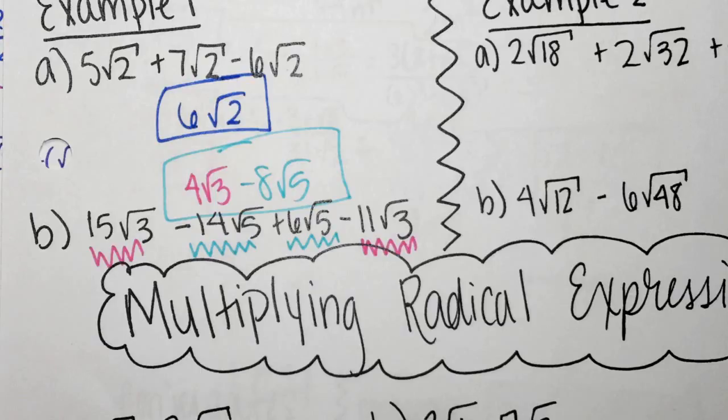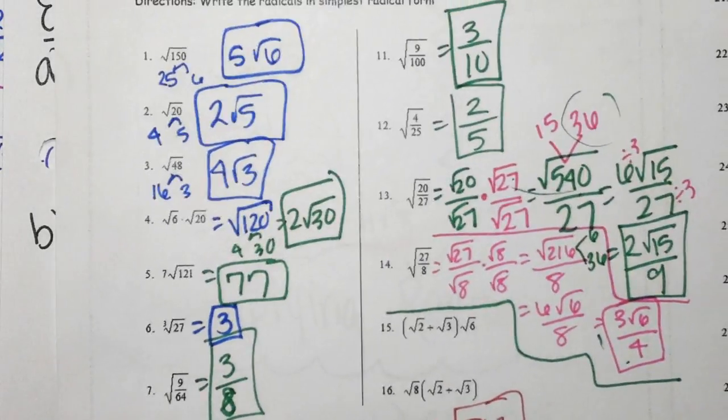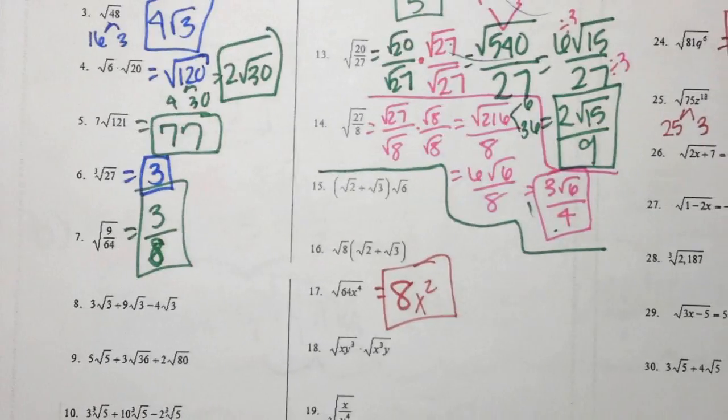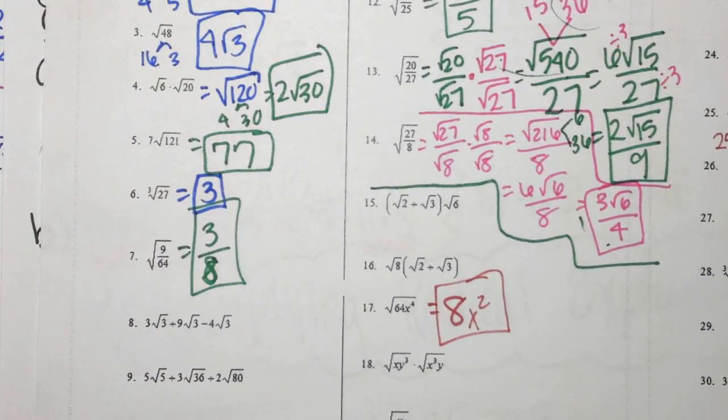Which sheet, Miss Avery? I'm sorry. The little one that says radical review with the tiny numbers. 8 and 10. Yes? 10.